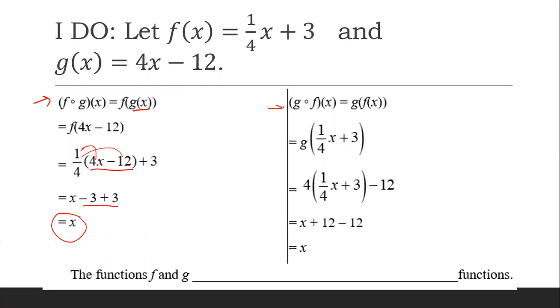Then I go on this side and I check g of f, which is where I'm plugging f of x into g. What is f of x? Well, f of x is 1/4 x plus 3. So I substitute that in. I substitute, I distribute, and I get x plus 12. Combine like terms, and I'm left with just x. Because each composition equals x, the functions f and g are inverse functions. And that's how you algebraically show that two functions are inverses.